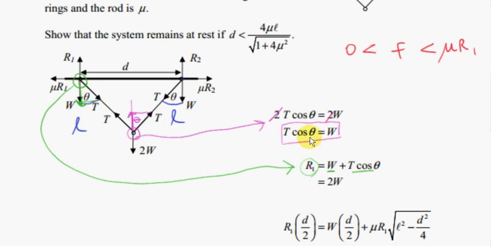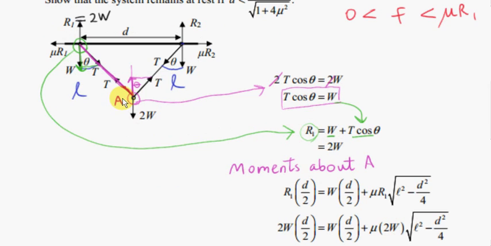But we already have that T cos theta is equal to W, so we can plug it in here to get R1 equals 2W. So now we have found R1 in terms of W. Now we can take the moments of any part of this system about any point, and we will get 0 because the system is in equilibrium. The sum of the moments will be 0.